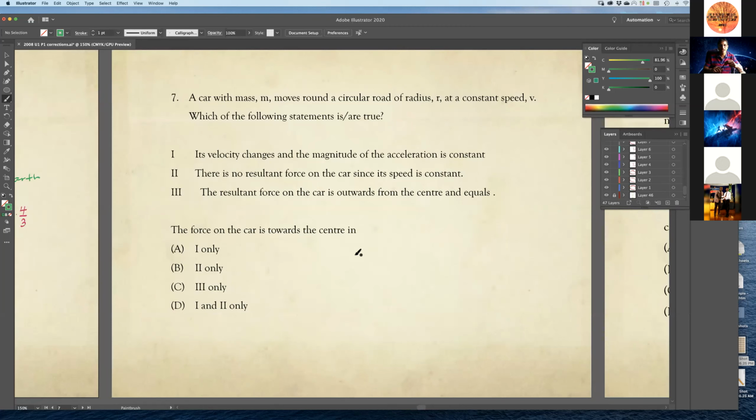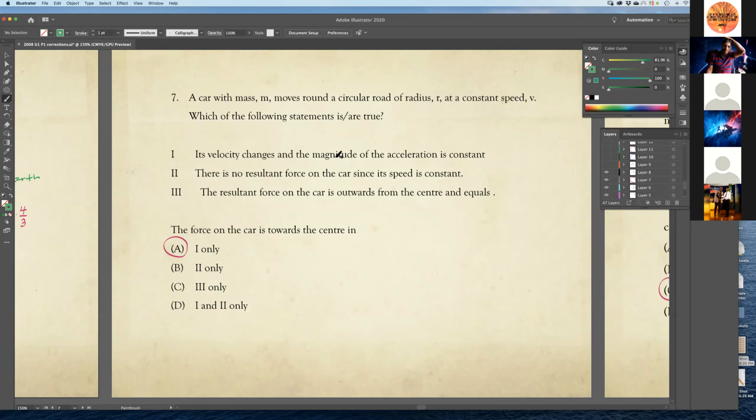A car of mass M moves around a circular road of radius r at constant speed v. Which of the following is true? The velocity changes in magnitude and direction and acceleration is constant? Do you agree with that? Does the velocity change in magnitude and direction? No. Doesn't the velocity change in magnitude and direction?